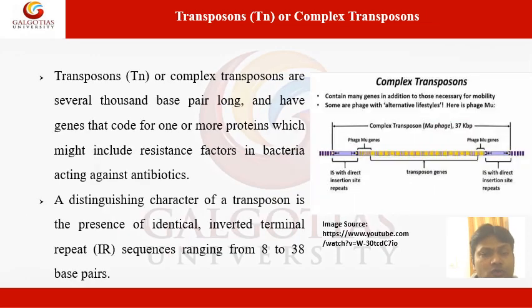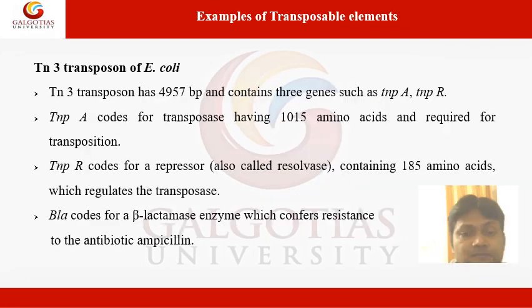Now the transposons or complex transposons. The complex transposons are several thousand base pairs long and have genes that code for one or more types of protein. As you can see in the diagram, this is a very complex structure and has many genes for the synthesis of proteins, which might include the resistance factor in bacteria acting against antibiotics. A distinguishing characteristic of the transposon is the presence of identical inverted terminal repeats, represented as IR. These are sequences ranging from about 8 to 38 base pairs.